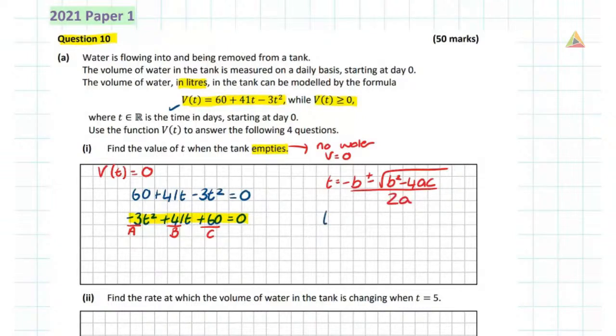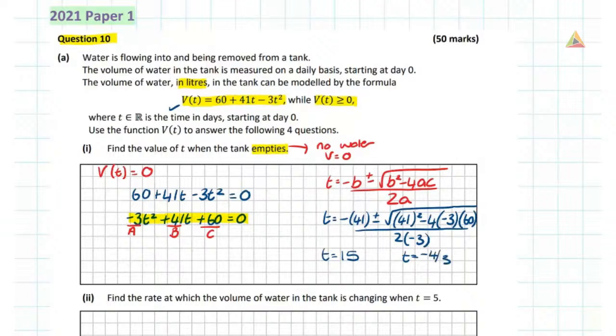And I'm just going to sub in. So I'm getting t is minus 41 plus or minus the square root of 41 squared minus 4 times a, which is minus 3, and c is 60. And that's all over 2 times a, so that's 2 times minus 3 in this case. So you're just plugging that straight into your calculator and you should end up getting two answers. One is going to be t is 15 and the other one should be t is minus 4 over 3.